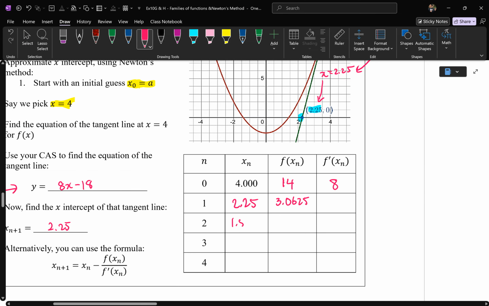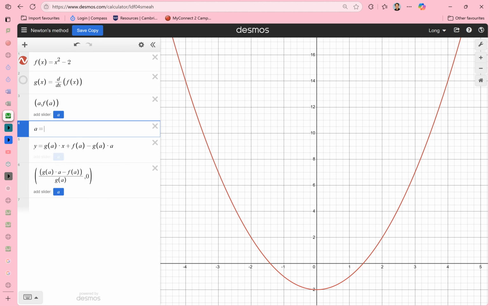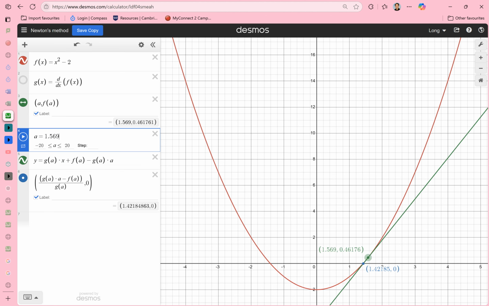All right, so you got 1.56944, so that means 1.56944. You do it again. That's my new one now. 1.56944, so then I sub in the new one. I get a new x value and a new y value. What is that? That's pretty close there, isn't it? That's 1.42 now. 1.42189.